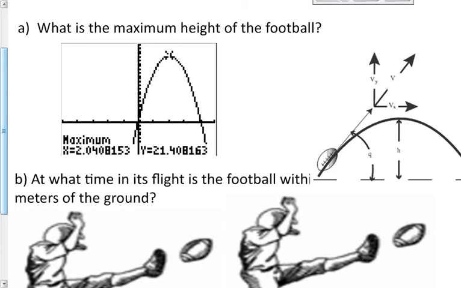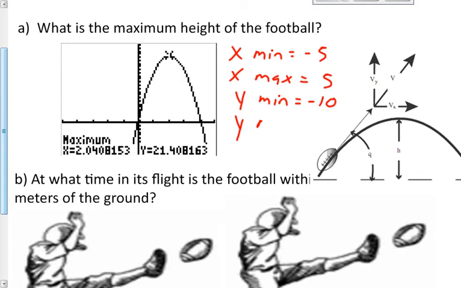I set my window where the x minimum is a negative 5 and x maximum is a positive 5. So x min is a negative 5, x max is a positive 5. And I set my y minimum at a negative 10 and my y maximum at a positive 25. So once I set my window with those values, I ended up getting this picture right here.